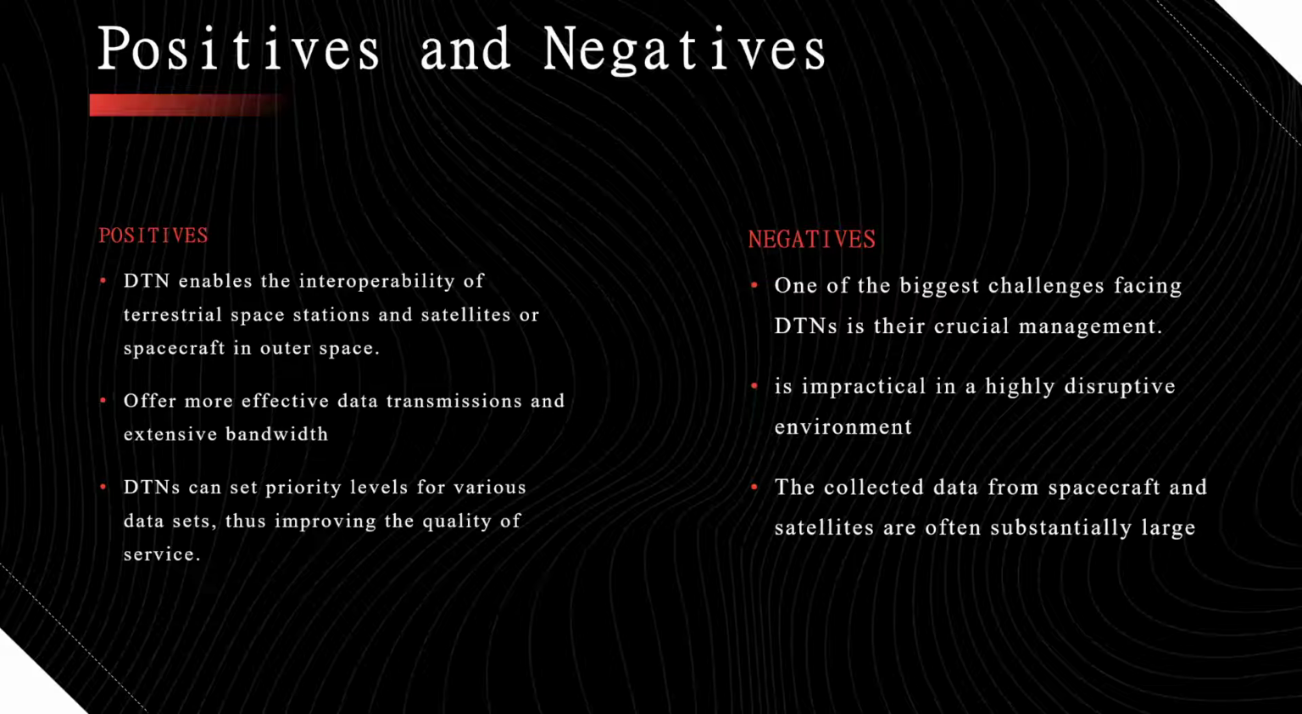Another positive of DTN is that it offers increased link reliability. There is a higher chance of fewer link disruptions when using DTN for communication between terrestrial space stations and spacecraft. Moreover, DTNs support encryption, integrity checks, and authentication, ensuring increased secure communication. Lastly, DTNs can set priority levels for various datasets, thus improving the quality of service. This ensures that the most important or relevant information is first transmitted to the terrestrial space stations for assessment, and then the rest of the data.